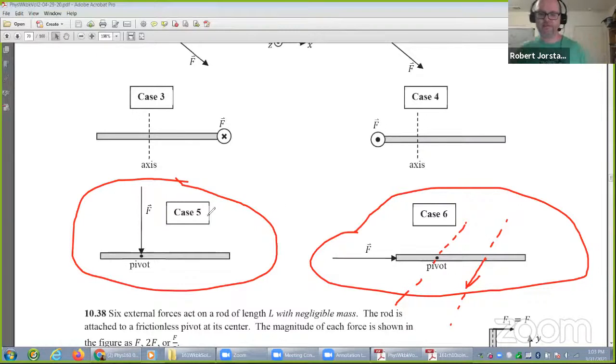Sometimes people say in case 5, the force is applied at the pivot point, so the R vector is 0. That's a true statement. That's a good way to say it. However, I think it's stronger to say line of action runs through the pivot. Cool?